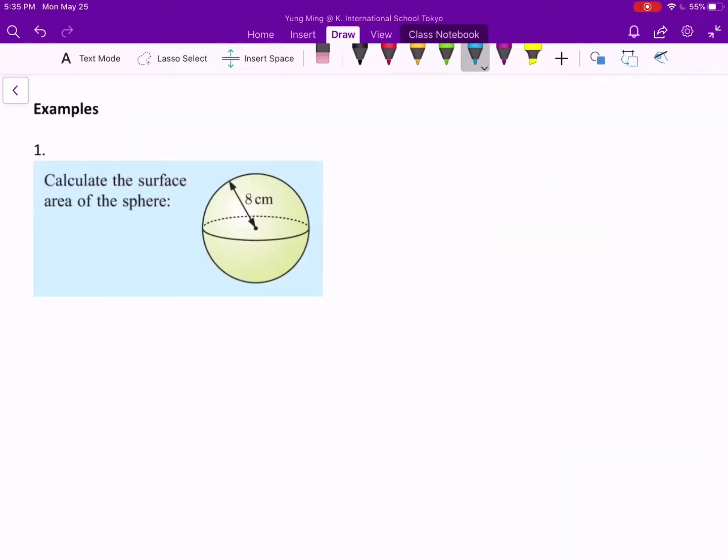Let's go through 3 examples for today. The first one is pretty straightforward. All we need to do, again, is just plug in the formula. Surface area is equal to 4 pi r squared. R, very clear, is equal to 8. So 4 pi 8 squared. The answer is approximately 804 centimeters squared. And that's it for this question.